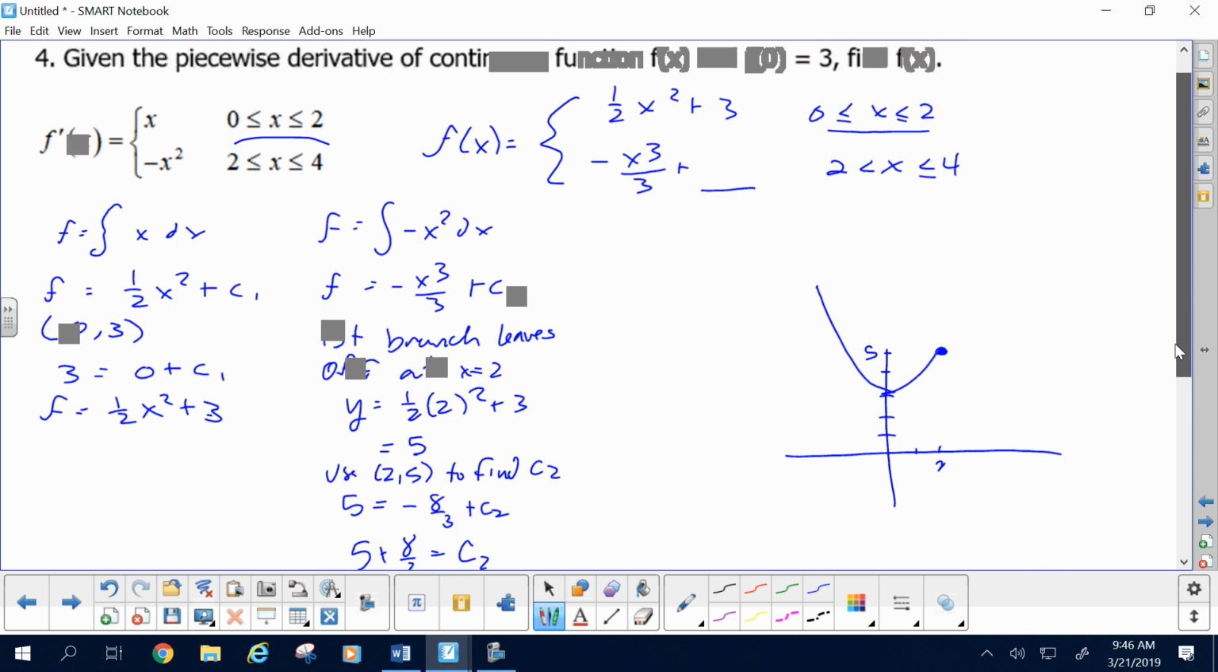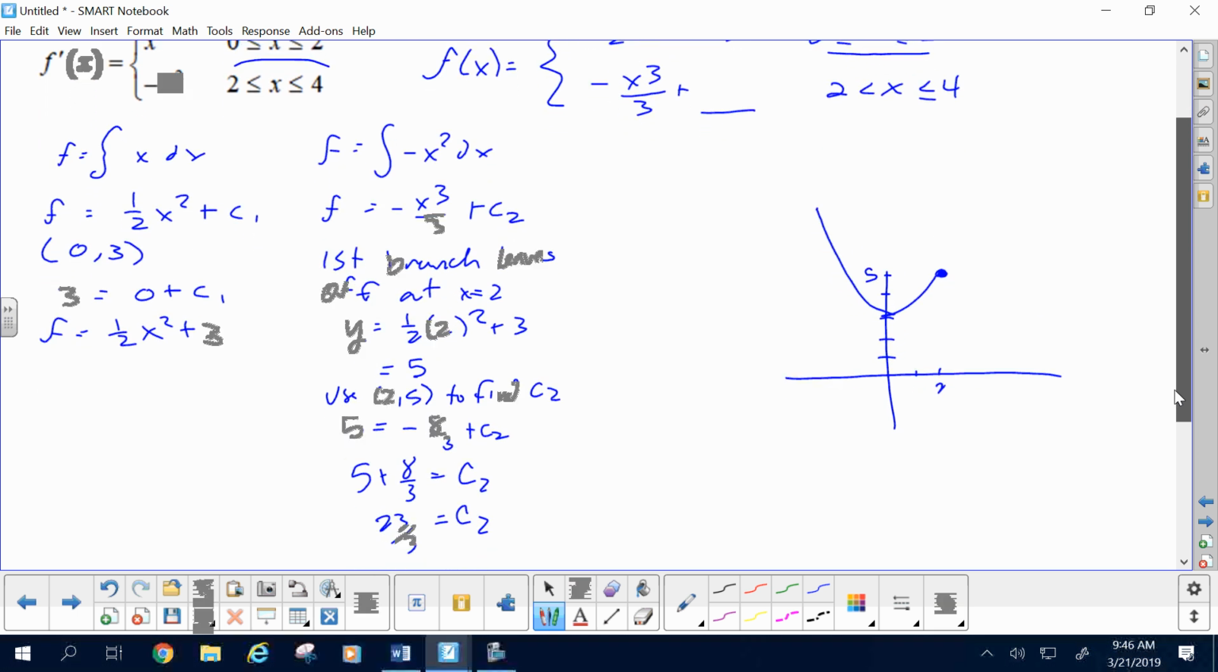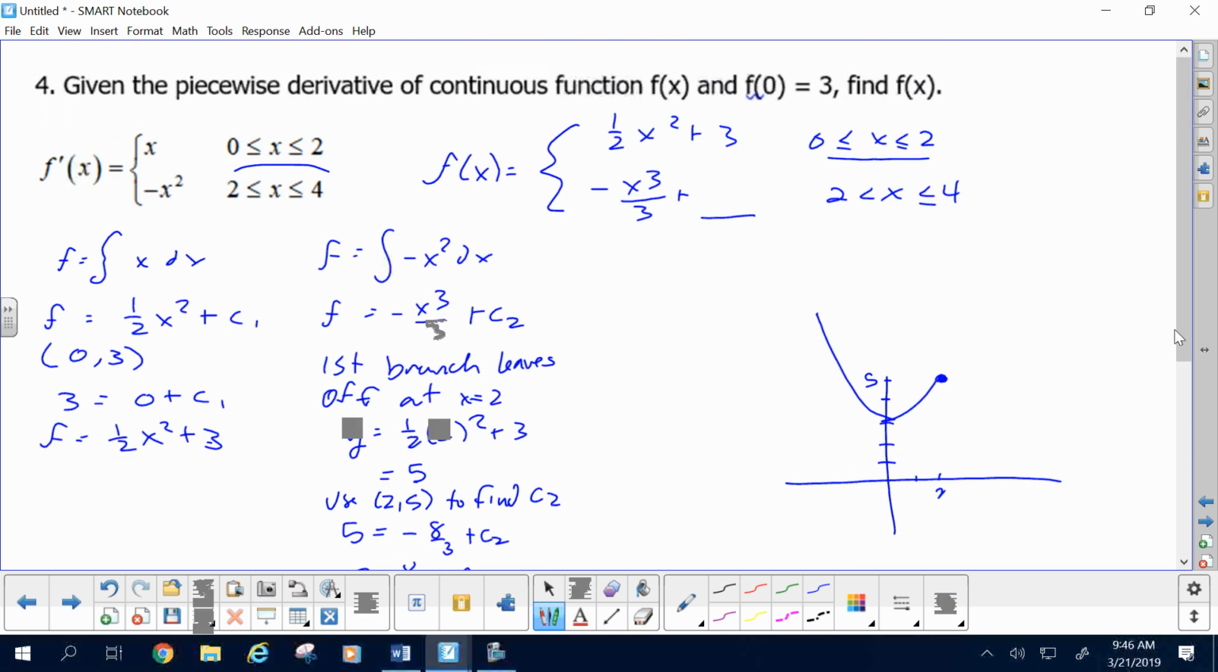If you put (2, 5) into your second antiderivative to find the second constant, do you get negative x cubed over 3 plus 23 over 3? All right, that's the idea. Are you with me? Okay, you should be good to go. If you could knock out the other 3 or 4 problems, I will be walking around. If you're confused, let me know what I can do to help you.